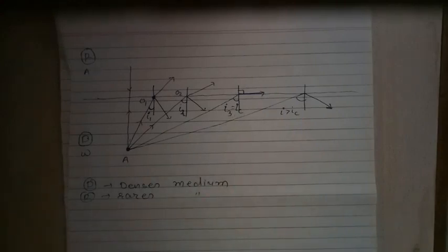And then if the angle of incidence is greater than the critical angle, then refraction is not possible. Then the incident ray is totally reflected. This is known as total internal reflection. Okay, so we can write that.